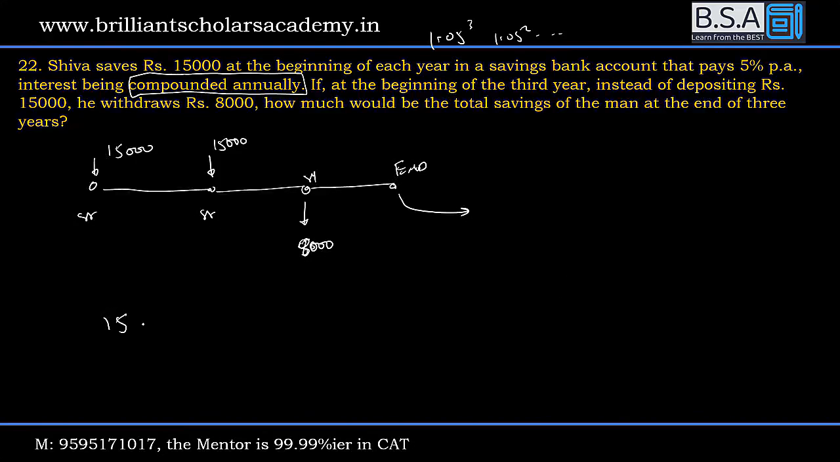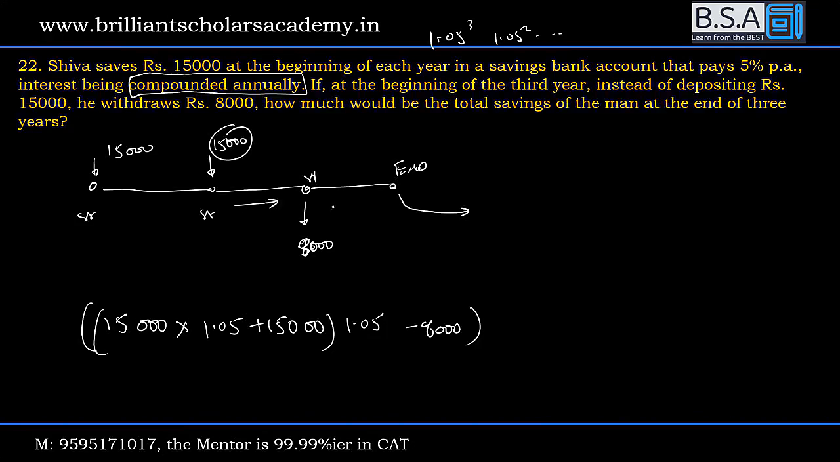This 15,000 rupees will increase by 5%. Then another 15,000 rupees are added. This will reach here and increase by 5%. Now, rather than adding, we are taking away 8,000 rupees, and this will again continue for another year. This is your answer. If you want to go step by step and add these numbers, subtract these numbers, perfectly fine. Let me do this for you.